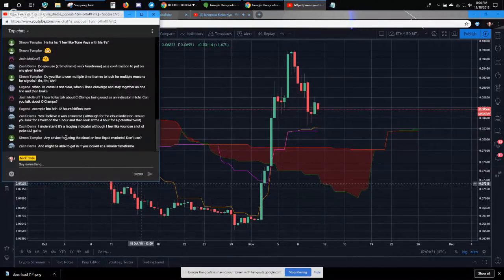Okay, Josh McGruff. I hear folks talk about C clamps being used as an indicator on the Ichi. Can you talk about C clamps? Here in 1 second, actually, yes, I believe it was answered. Although for the cloud indicator, would you look for a twist on the 1 hour and then look at the 4 hour for a potential twist?